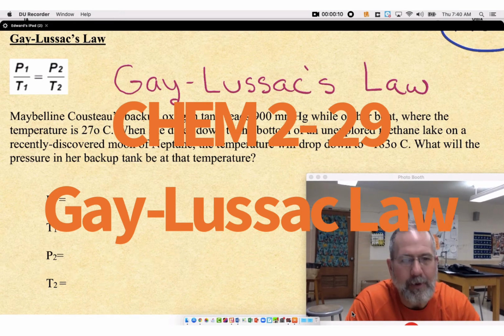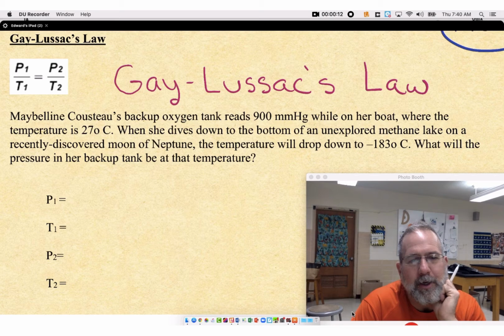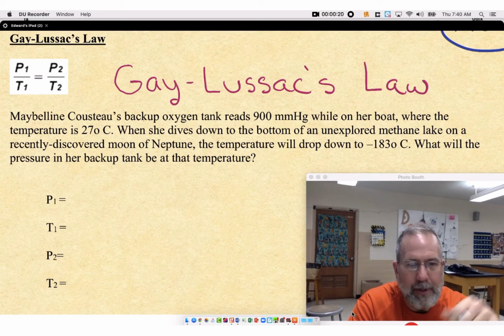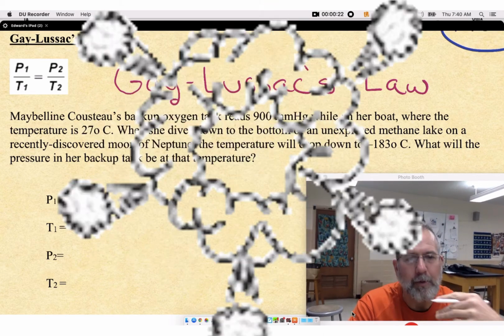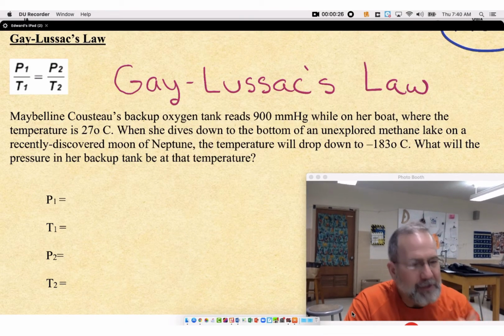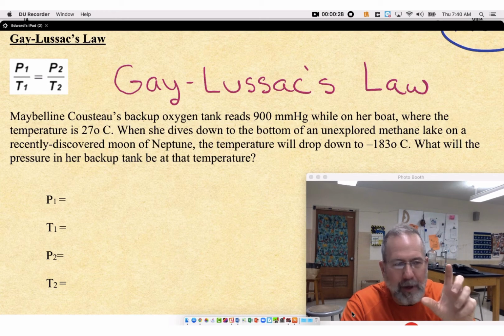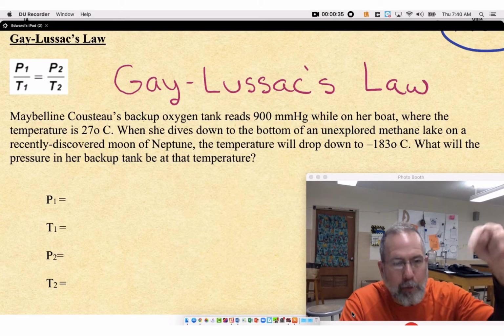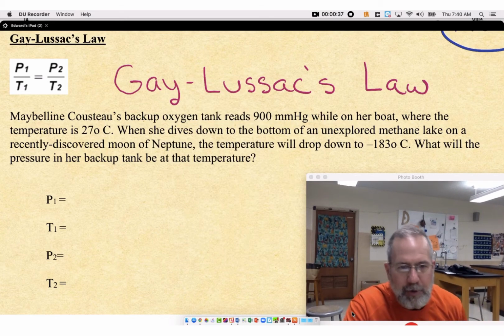Today we're going to talk about Gay-Lussac's law. This should not take very long. Gay-Lussac's law is the relationship between pressure and temperature, and most of you guys realize this. If you put an aerosol can in the fire, it will explode. Why? Temperature goes up, pressure goes up. If you take an aerosol can like a spray paint can and you spray it, your finger will get really, really cold. Why? Pressure goes down, temperature goes down.